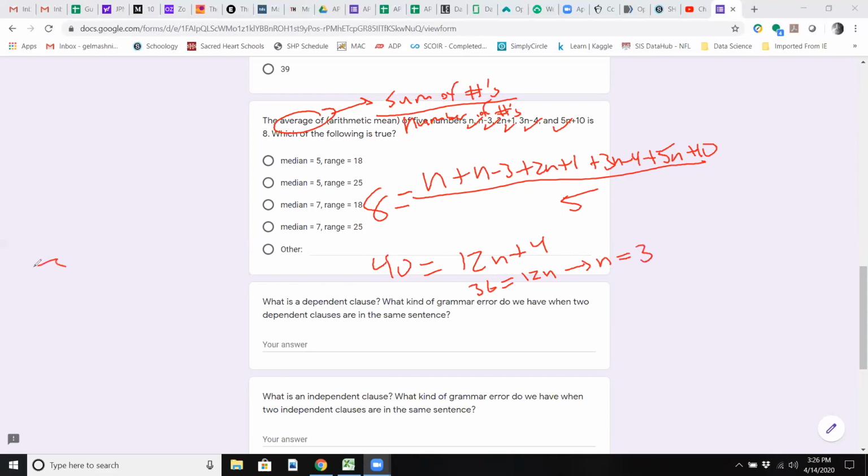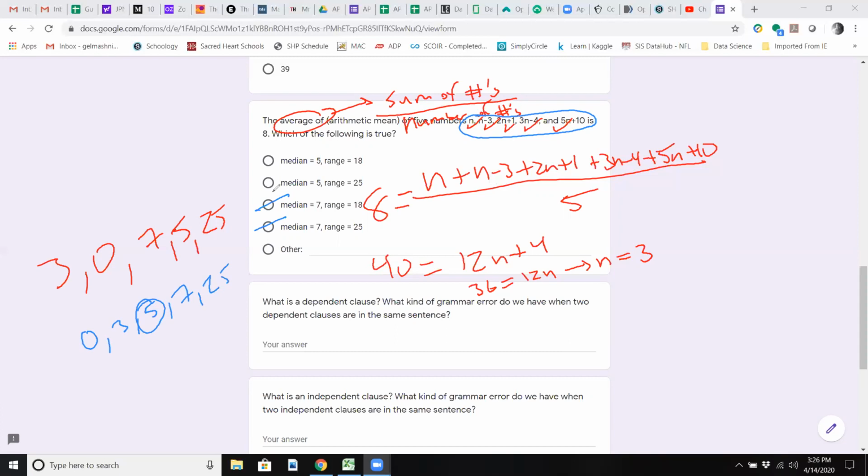So now your numbers are going to be 3 and 0 and 7 and 5 and 25. Remember, all I'm doing is plugging in 3 for n in each of those choices. So I have 3, 0, 7, 5, and 25. So I want the average of that. Well, actually, let me rank them first. The median's the middle number when they're ranked. So I definitely know it's not C or D.